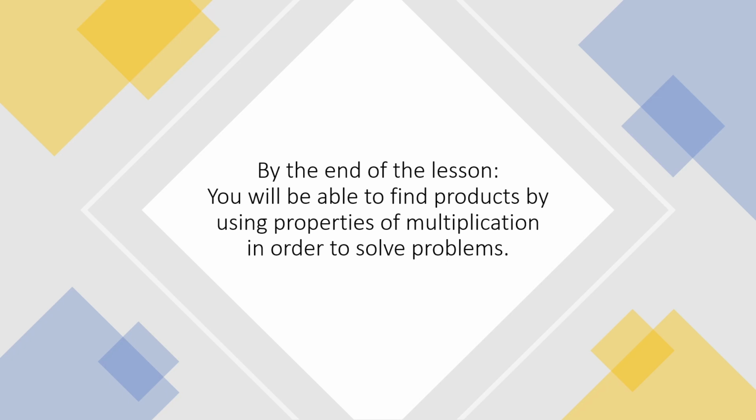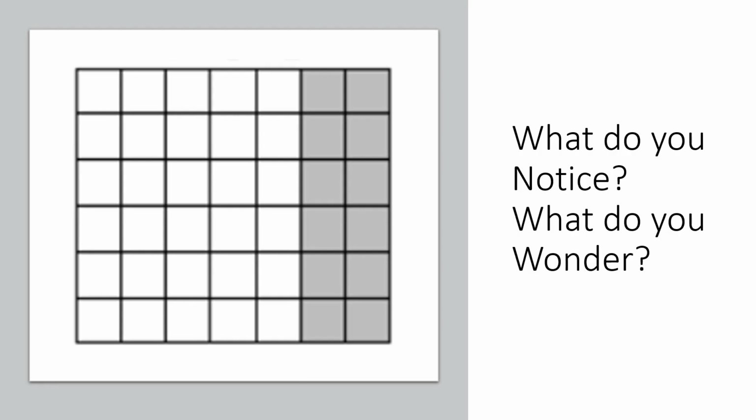Hello, third graders. Today we are going to be working on finding products of two single-digit numbers using properties of multiplication we've already learned. To get us thinking about it, we are going to do notice and wonder. Take a look at the picture on the left. What's something that you notice?